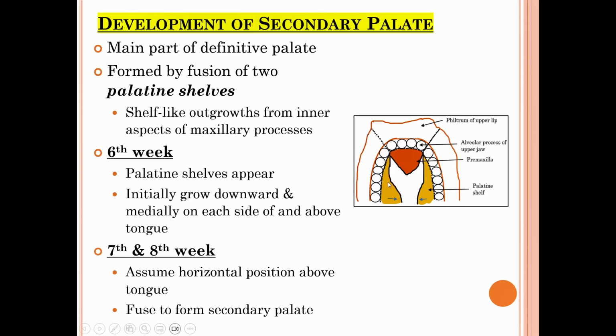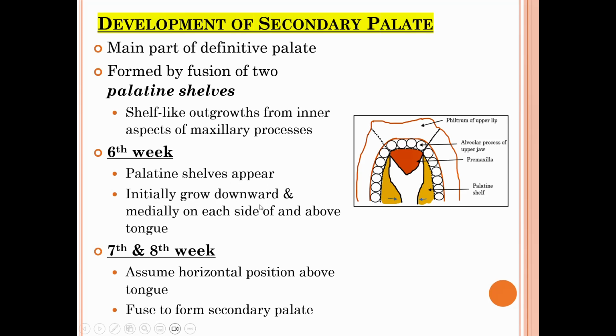So you can see here is one palatine shelf and here is another palatine shelf. These two palatine shelves are shelf-like outgrowths from the inner aspect of the maxillary process. So here is the maxillary process. From here these palatine shelves are moving towards each other. By the 6th week the palatine shelf appears.